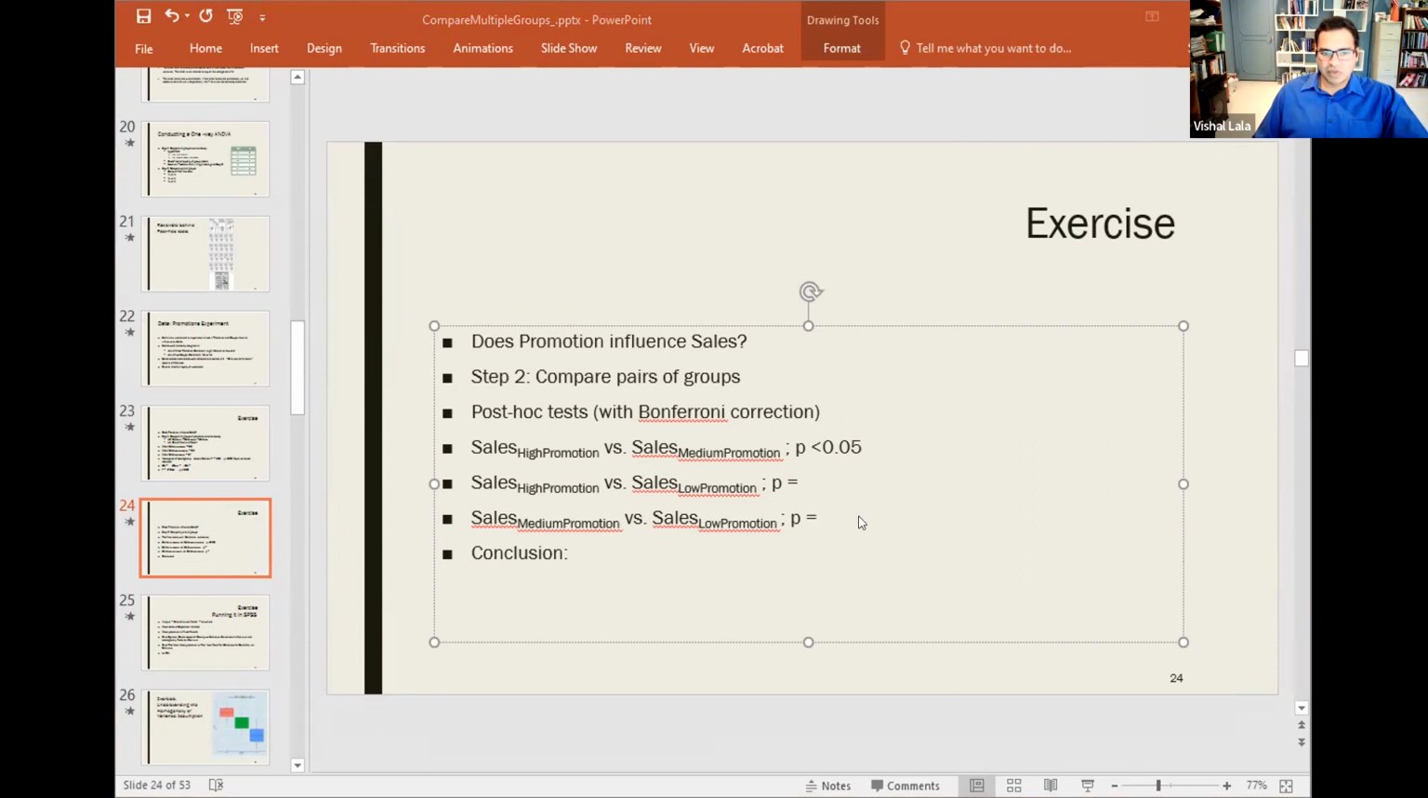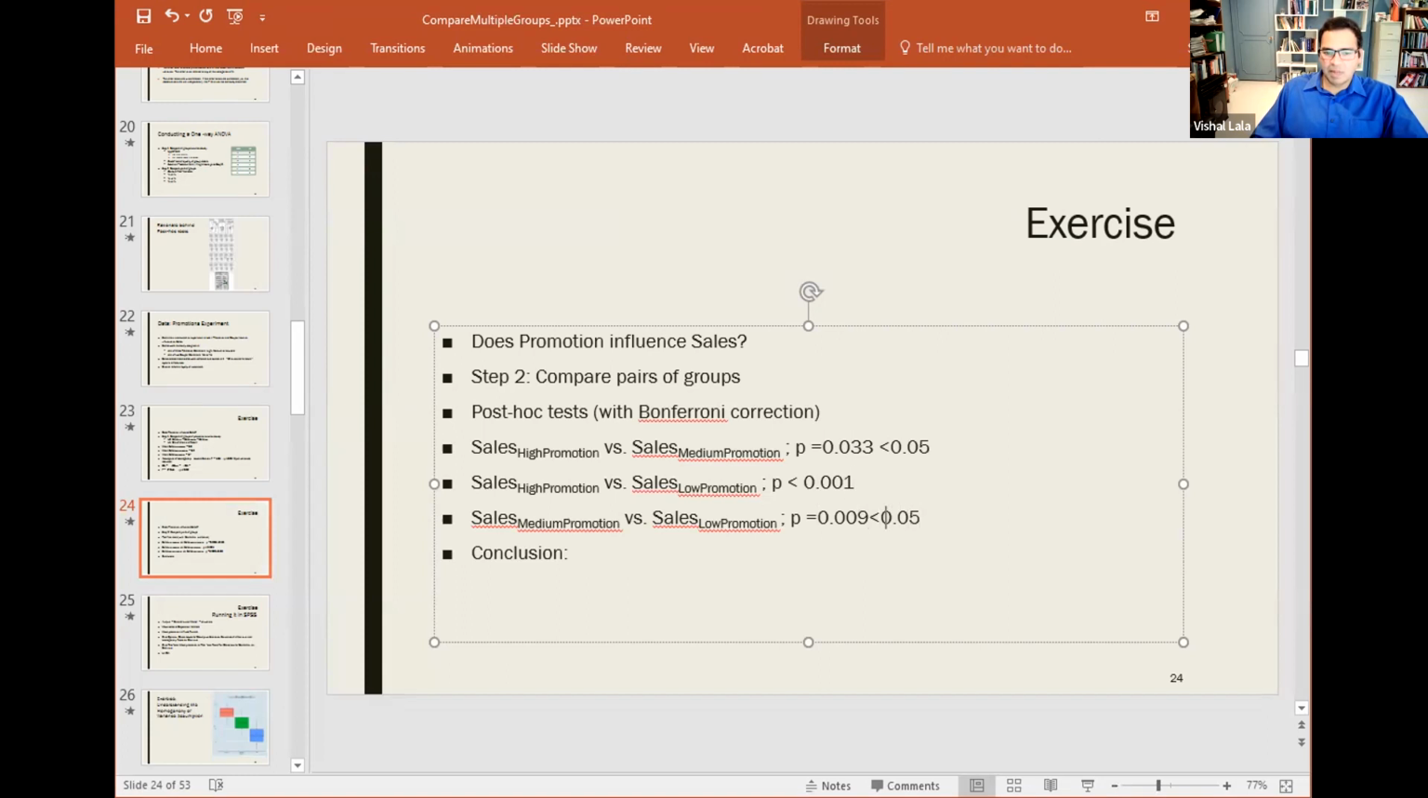So the first one, high versus medium, was 0.033. This was good, and that is awesome. The second one was just really, really small, so just say out here p less than. Third one, we had p equal to 0.09, and that was less than 0.05.